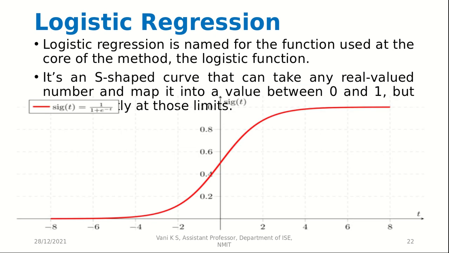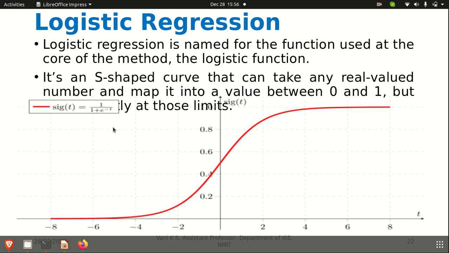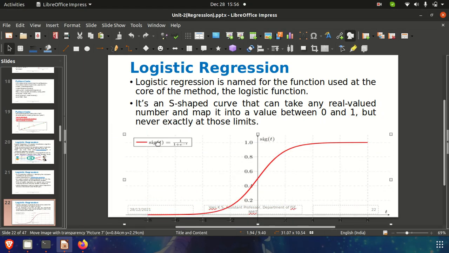Now, logistic regression is named for the function used at the core of the method, the logistic function. It is an S-shaped curve that can take any real valued number and map it into a value between 0 and 1, but never exactly at those limits. So it will always be between 0 and 1 and it will never be at the limits.